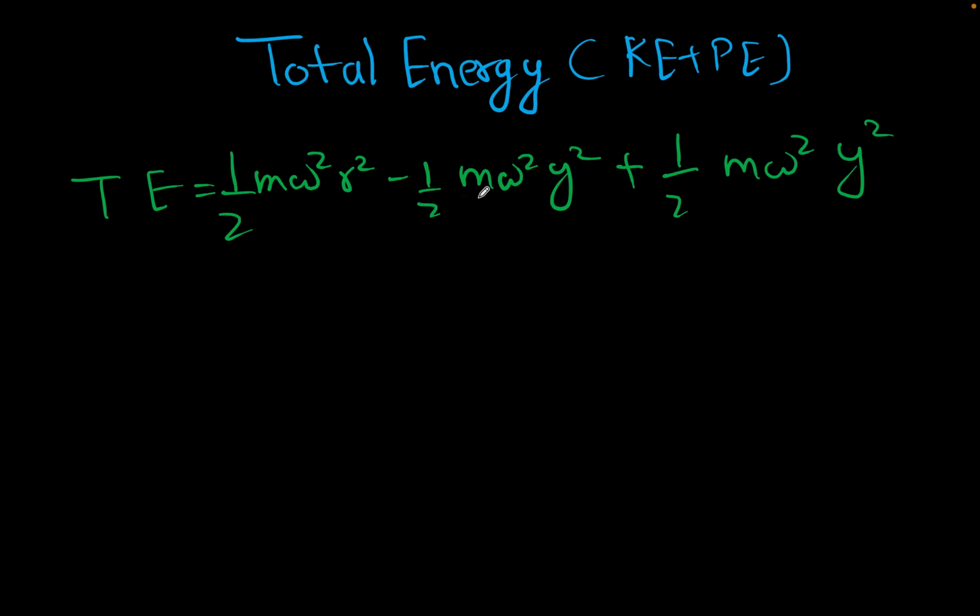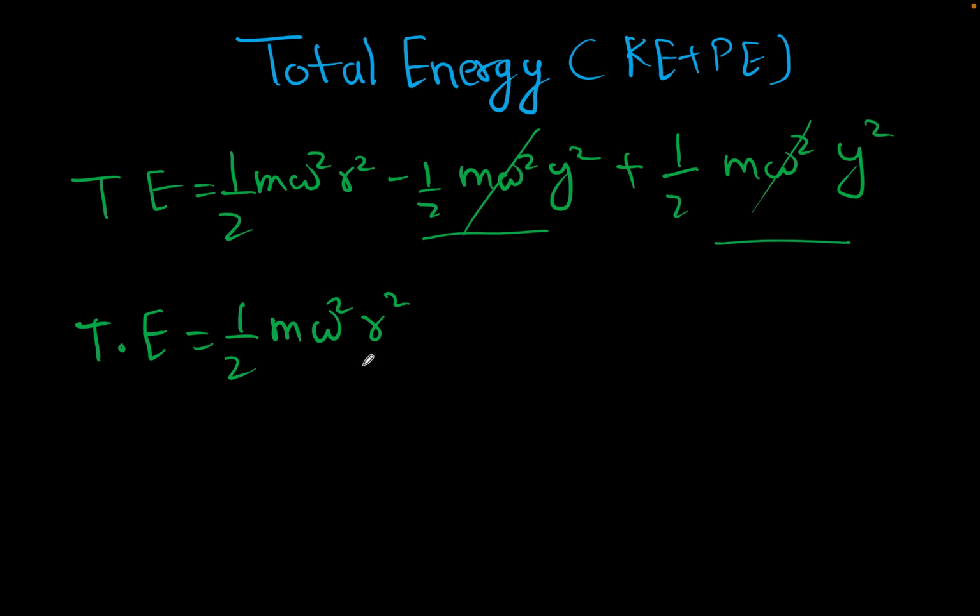Now if you see, there are two common terms, so if we cancel these, we'll get that our total energy, or our mechanical energy, is 1 by 2 m omega square r square throughout the simple harmonic motion.